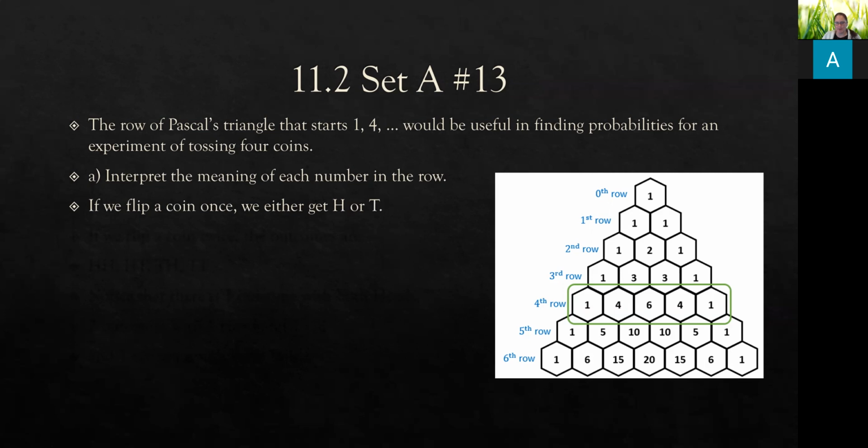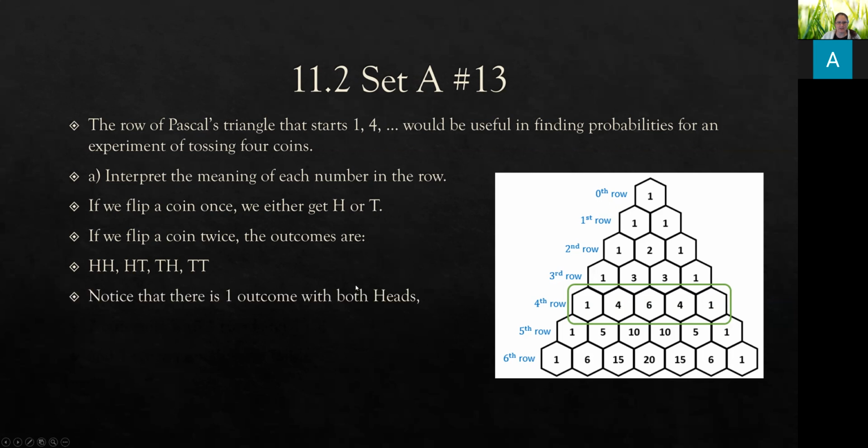I just started at the beginning. If we flip a coin once, we're either going to get heads or tails, and that corresponds to this first row, where we have a 1 and a 1. If we flip a coin twice, we can get heads, heads, heads, tails, tails, heads, or tails, tails. So there's one outcome that has both heads, 2 outcomes that have one head and one tail, and one outcome that has both tails. That corresponds to this second row.